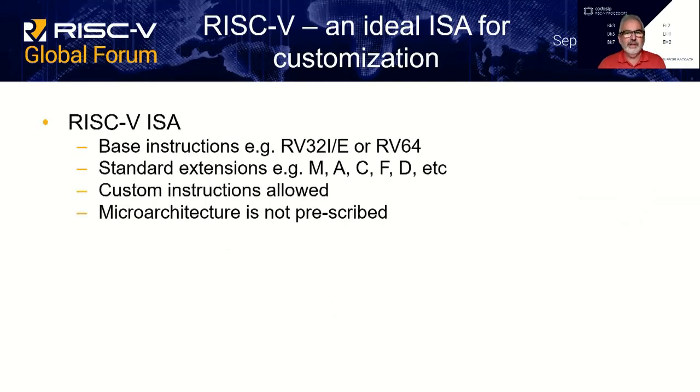Well, to this audience, this slide is probably going to be redundant, but RISC-V gives us an ideal instruction set to be a basis for customization. As we all know, there are base instructions, there are a number of standard extensions, but there is a well-defined process for adding custom instructions. Another benefit of RISC-V is the microarchitecture is not prescribed, giving us freedom to create a microarchitecture that meets our needs.